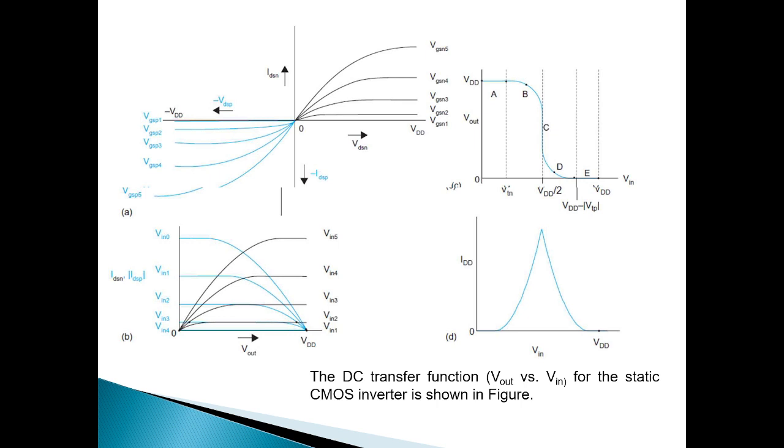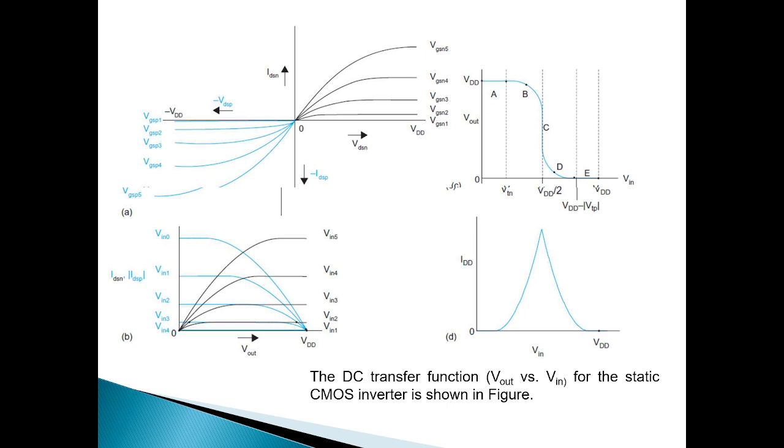So for the operation, we have 4 figures here, figure A, B, C, D. This top one represents A, this one B, this top one represents C and D. So these 4 figures represent the CMOS device operation. The DC transfer function, that is Vout versus Vin, for the static CMOS inverter is shown in the figure.